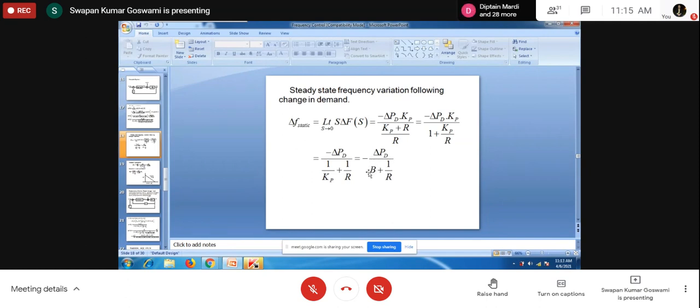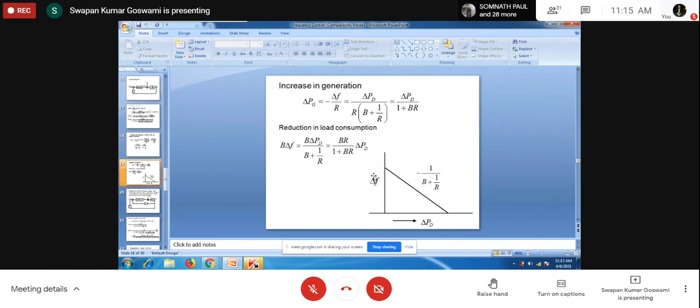B is, as we have previously explained, the frequency response of the load, or frequency response of the demand. Sometimes this is also called the load damping. Why this is called load damping, I shall explain somewhat later. And R is obviously the governor regulation, which we have already explained. Now let us find out the increase in generation.